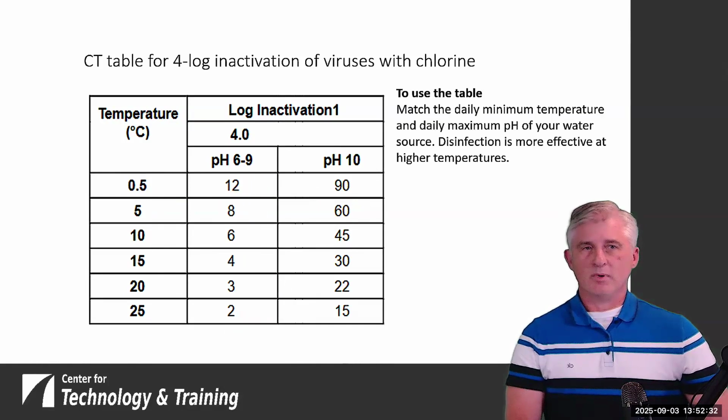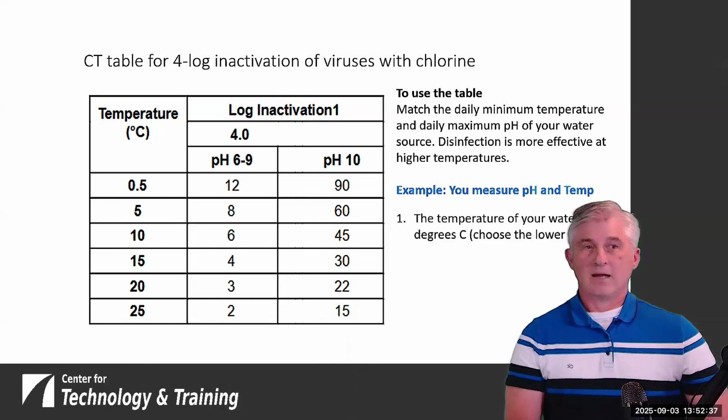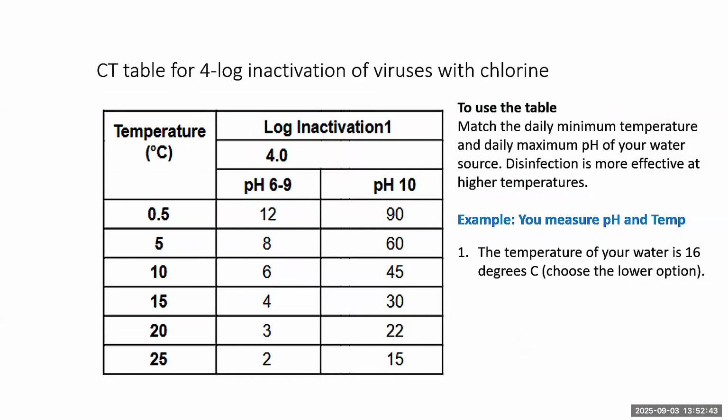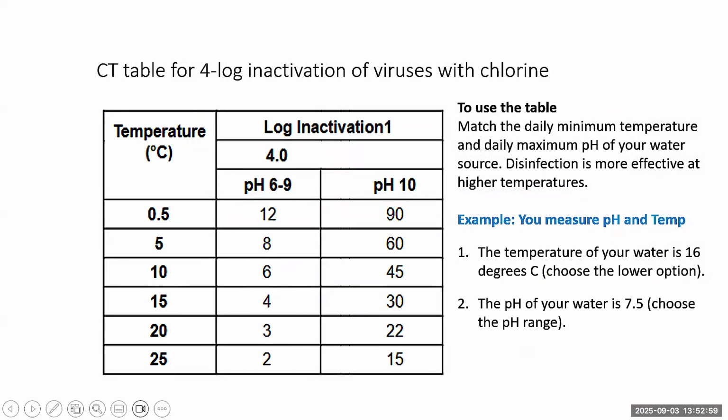So we match the daily minimum temperature with the daily maximum pH. And as I said, disinfection is more effective at higher temperatures. So in this example, you measure your pH and your temperature. If you had a temperature of 16 degrees, you would choose the 15 temperature, because that's less, it's going to give you more conservative results. You're also going to choose, if you have a pH of 7.5, it's within this range.